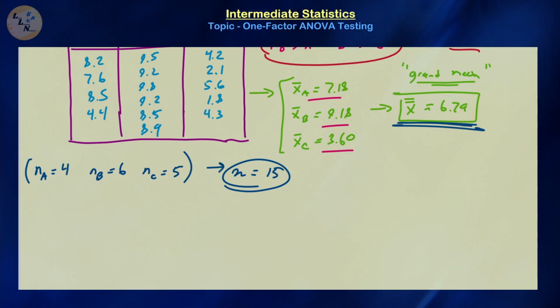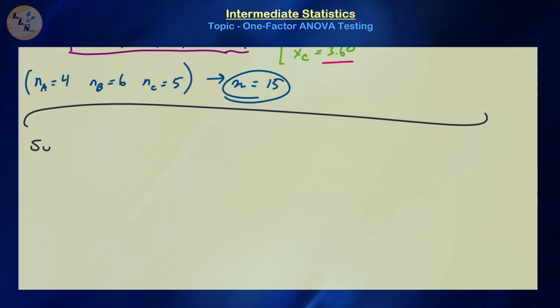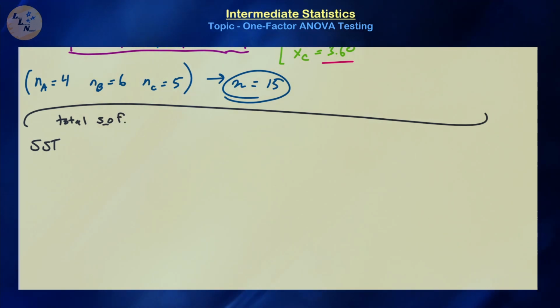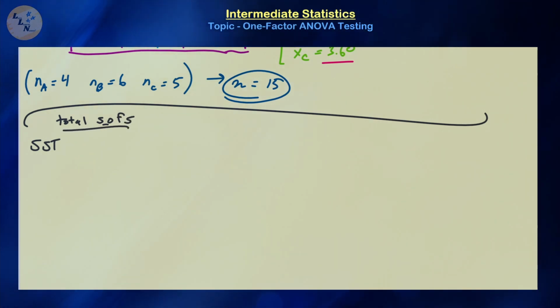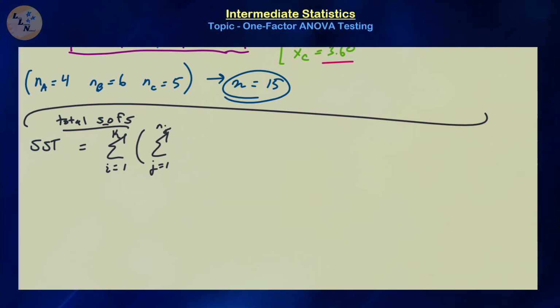Now let's calculate our ANOVA metrics in order to conduct our ANOVA test. The very first thing that we need to construct is what we call the total sum of squares. The total sum of squares in its formal definition is the sum from i equal to 1 to k, so that's the sum across all categories, of the sum from j equal to 1 to the size of each of those categories, of x_ij minus the grand mean, squared.